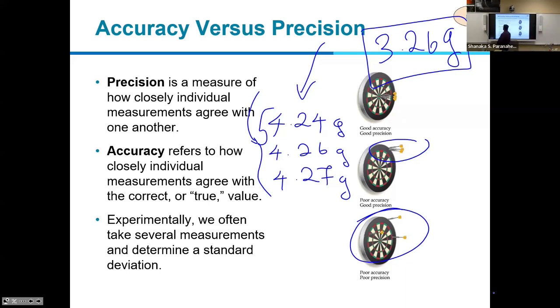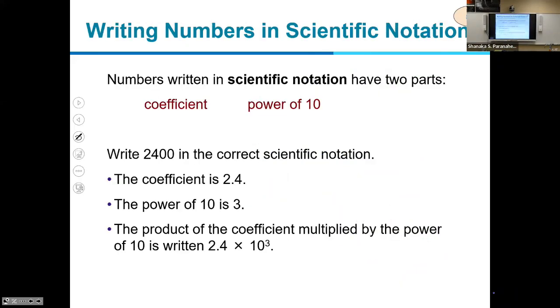Okay, so you can see the definitions of the 2 words. Precision is a measure of how closely individual measurements agree with one another. So it can deviate from the true value. Accuracy refers to how closely individual measurements agree with the correct or true value. Experimentally, we often take several measurements and determine a standard deviation. We covered this topic, so this is in chapter 1.